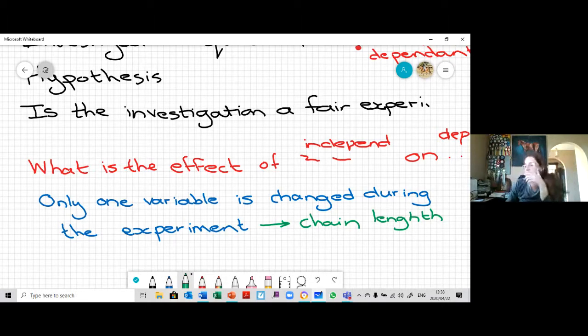The independent variable is the manipulated variable. The dependent variable is the response to the manipulated variable. Yes, good job, Keziah.